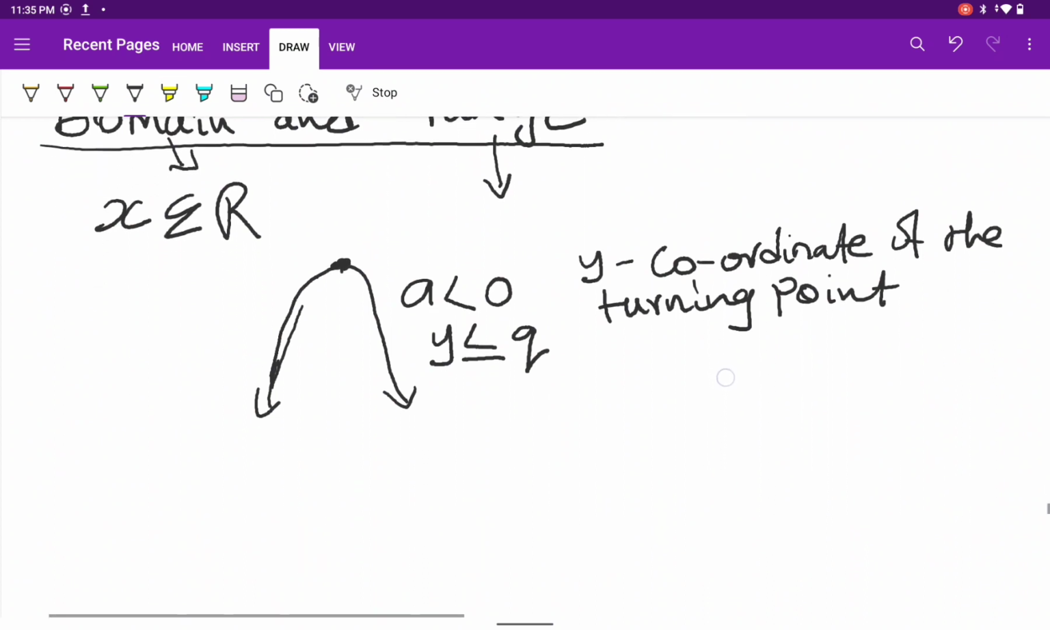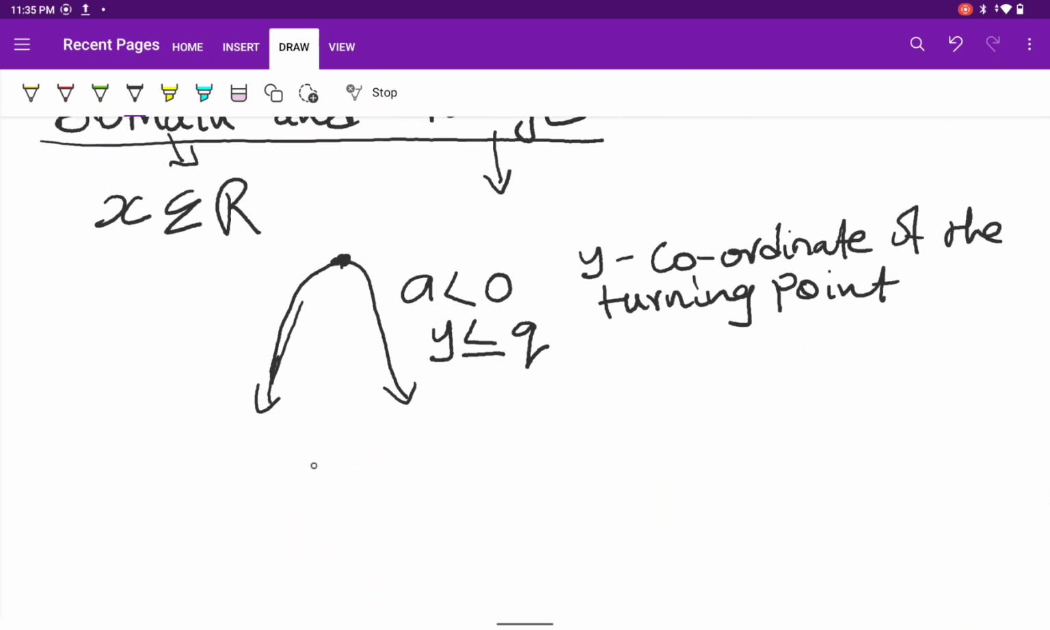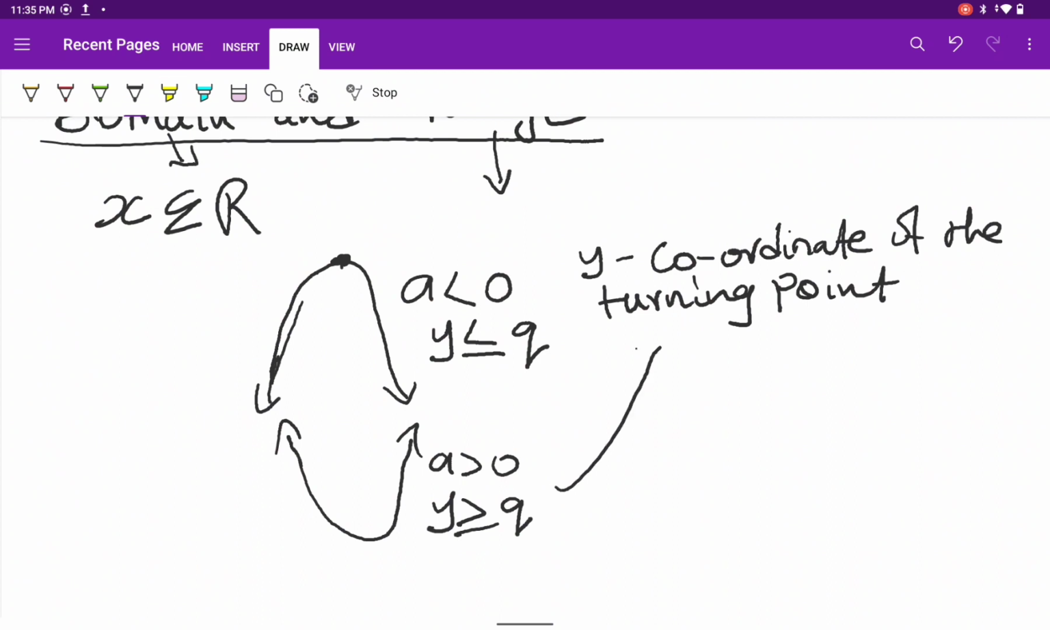The same thing applies if the graph is increasing, it holds water. So we know that the a value is greater than 0. In this case, the range will be y is greater than or equal to q. Remember, we said this q is the y coordinate of the turning point.